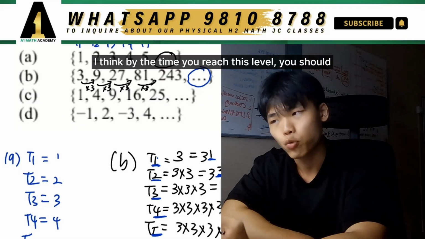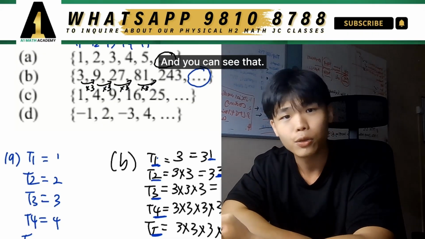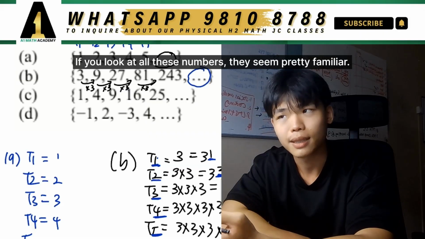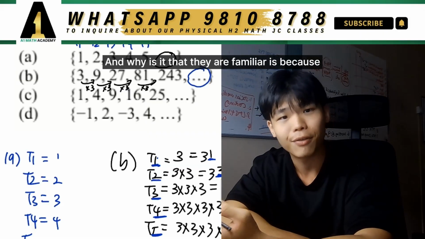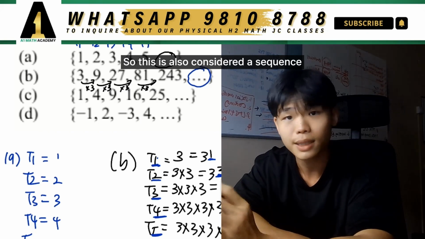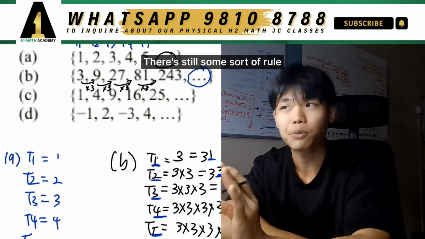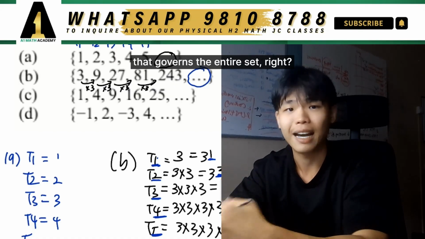but I think by the time you reach this level, you should have some sort of sensitivity towards numbers, right? And you can see that if you look at all these numbers, they seem pretty familiar. And why is it that they are familiar? It's because they are all just squares of the number. So this is also considered a sequence because it's still in order, right? There's still some sort of rule that governs the entire set, right?